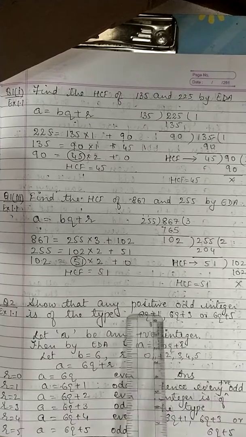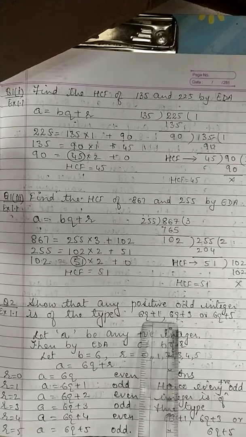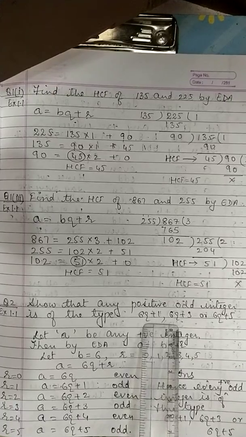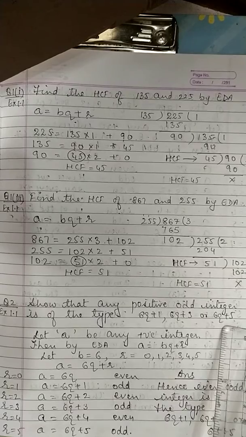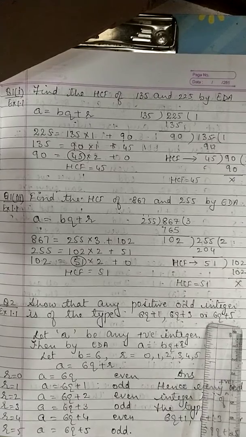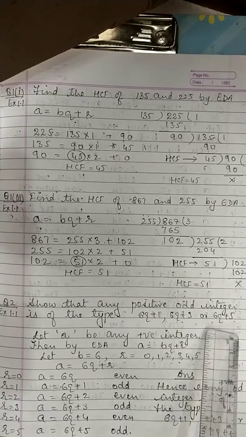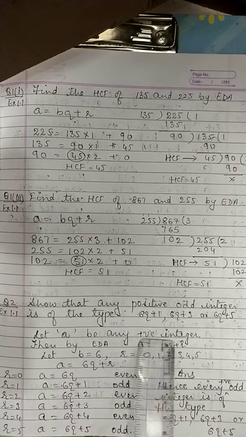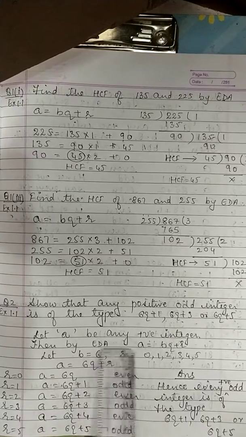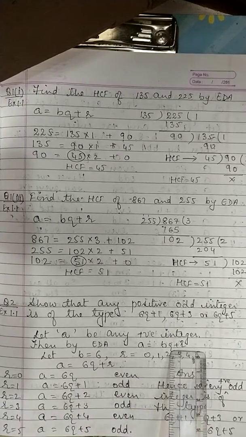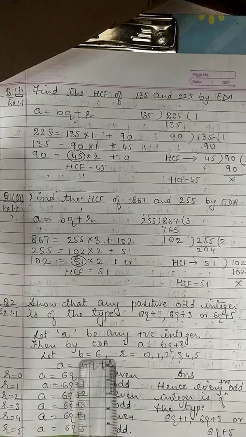We are told that a is any positive odd integer and we have to show that it is of the type 6q + 1, 6q + 3 or 6q + 5, and this is an application of EDA, Euclid's division algorithm. To begin with, let a be any positive integer. Then by Euclid's division algorithm, a = bq + r, where b is 6. We have to suppose this.